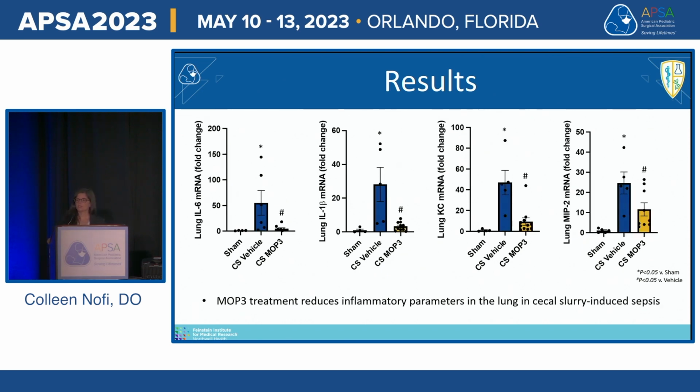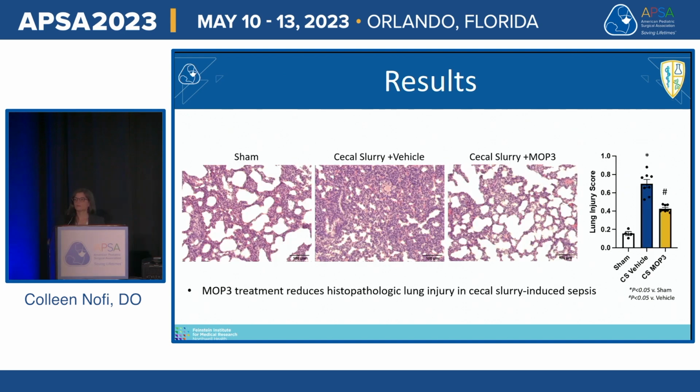We next looked at lung injury by analyzing mRNA levels of inflammatory markers in the lung. Here you can see a significant reduction in these levels with MOP3 treatment compared to vehicle. Together, this data supports that MOP3 treatment reduces inflammatory parameters in the lung in cecal slurry-induced sepsis. We further looked at pathologic lung injury by performing H&E staining. Here you can see some representative images that highlight the reduction in injury and preservation of lung architecture with MOP3 treatment compared to vehicle after cecal slurry. When we further quantified the degree of lung injury using a validated lung injury score, we demonstrated, again, a significant reduction in lung injury in MOP3 treated mice compared to vehicle.